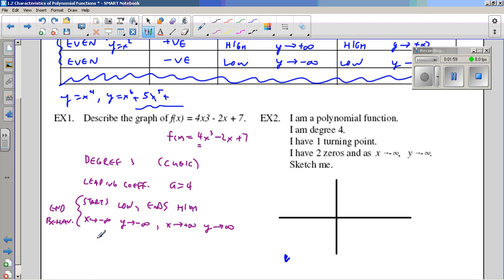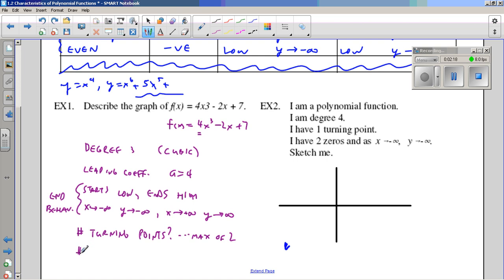What else do we know? Well, the number of turning points. Do we know exactly? No, but it's a maximum of 2 turning points, because it's cubic, it's 1 less than that. The number of zeros, maybe a maximum of 3.